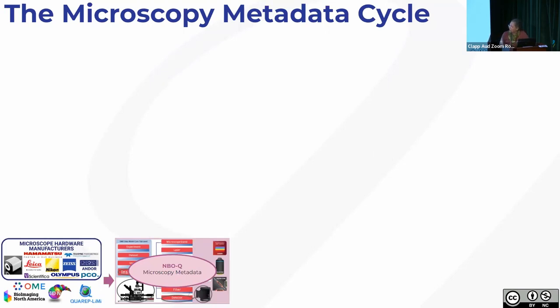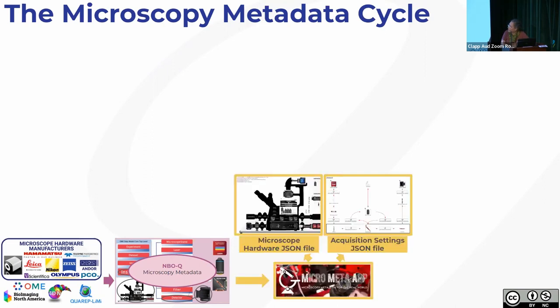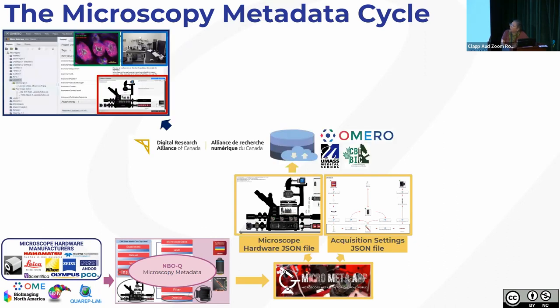As you know, starting from the NBO-Q microscopy metadata extension, we can collect information regarding the hardware and the acquisition settings through the use of Micrometa app, which generates JSON files for both hardware and acquisition settings. We're working to automate the upload of this information along with information regarding experiment and sample preparation. And now this can live in the OMERO-based server on the Canadian computing infrastructure, and we have access to all this information.